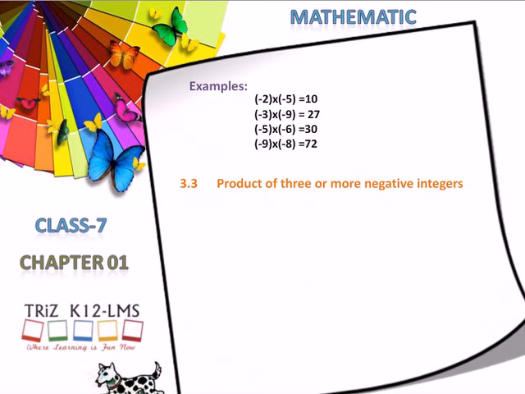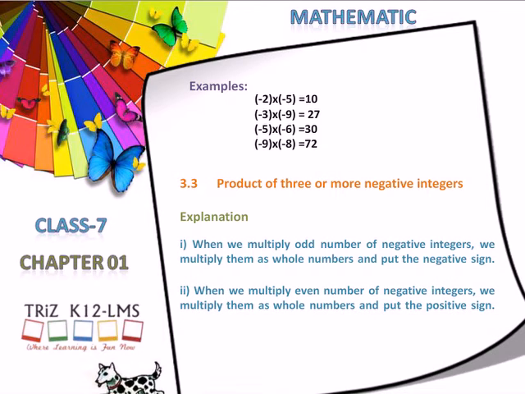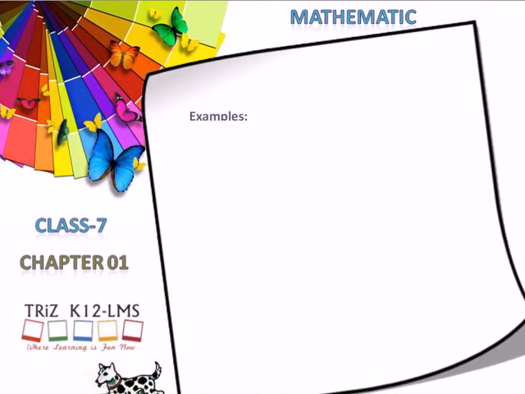3.3 Product of three or more negative integers. Explanation. When we multiply an odd number of negative integers, we multiply them as whole numbers and put the negative sign. When we multiply an even number of negative integers, we multiply them as whole numbers and put the positive sign. Examples. Multiplication of an odd number of negative integers.